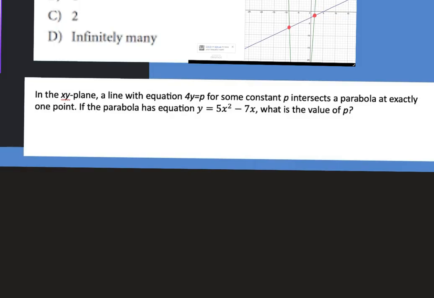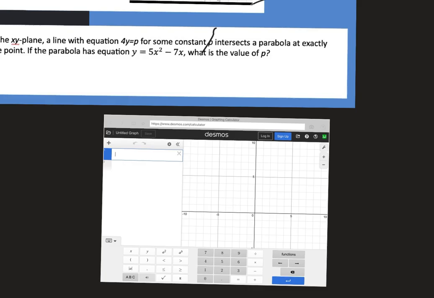So for a line to intersect a parabola at exactly 1 point, where does that happen? If the line is horizontal, there's no x in this, right? If there's an x in it, it could be tangent to it, so it could be around the side. But if there's no x, it's horizontal. So for a horizontal line to intersect a parabola at exactly 1 point, where does that happen? The vertex. So I'm going to plot this equation, and I'll show you how you do that. Like y equals 5x squared minus 7x.